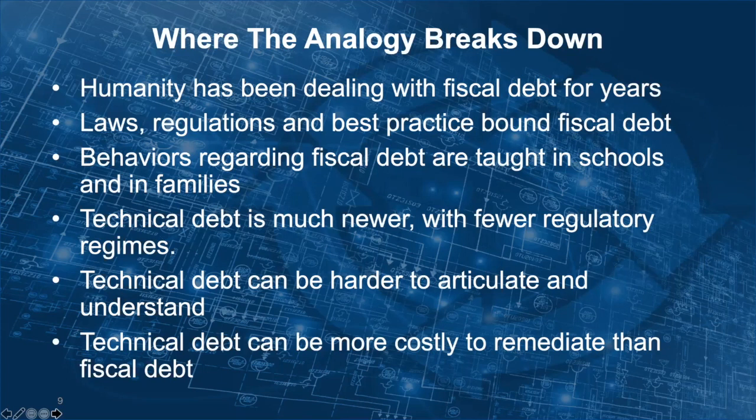The analogy does break down, unfortunately. For one, humanity has been dealing with fiscal debt for years. So many of us have an almost intuitive understanding that if you borrow money, you have to pay it back. If you have fiscal debt, you need to pay the fiscal debt. Additionally, contracts, laws, regulations, and a whole body of best practices exist around fiscal debt because it's not new. And the behaviors regarding fiscal debt are taught in schools, and even in our own families, we have an understanding of what fiscal debt is.